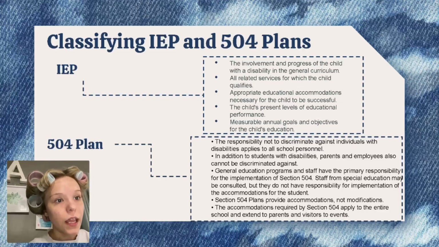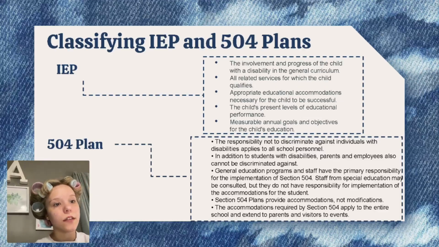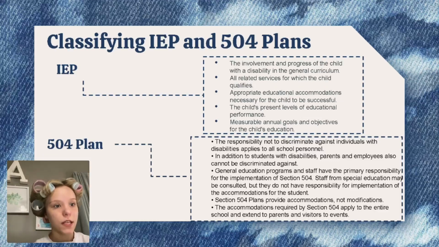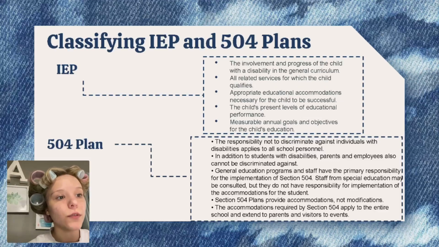As for a 504 plan, the responsibility to not discriminate against individuals with disabilities applies to all school personnel. In addition to students with disabilities, parents and employees also cannot be discriminated against. General education programs and staff have the primary responsibility for the implementation of Section 504. Staff from special education may be consulted, but they do not have the responsibility for implementation of the accommodations for the student. Section 504 plans provide accommodations, not modifications, and the accommodations required by Section 504 apply to the entire school and extend to parents and visitors to events. So the 504 plan is an actual law that spreads out along a lot of things other than just in the classroom.